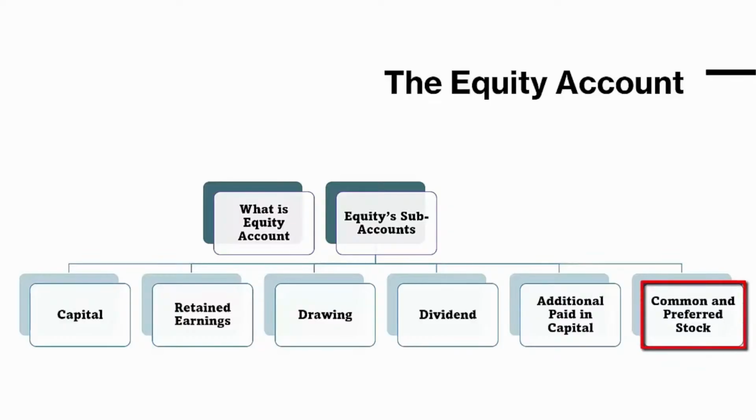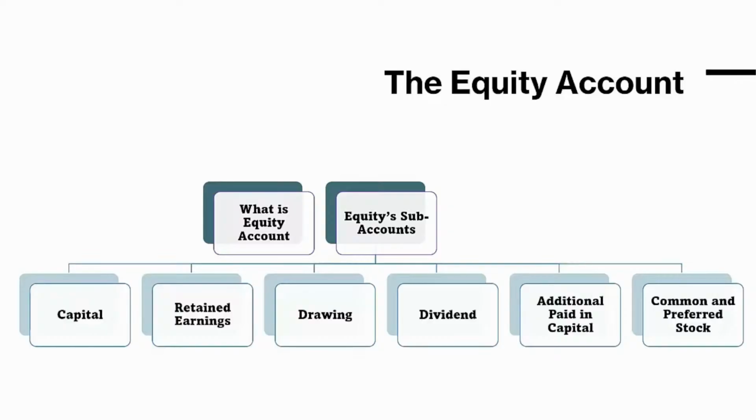6. Common stock and preferred stock for corporations. For corporations, these accounts represent the ownership shares that have been issued to investors. Common stock is usually held by regular shareholders, while preferred stock offers special privileges, but often without voting rights. Each of these accounts helps us track the owner's or shareholder's interest in the business, showing what part of the business's value actually belongs to them.